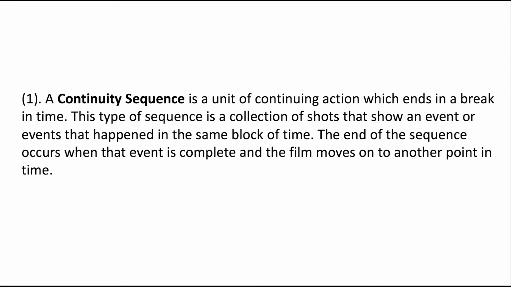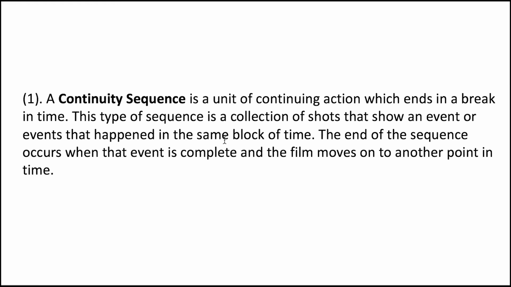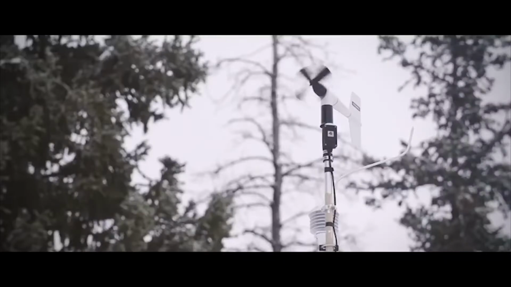A continuity sequence is a unit of continuing action which ends in a break in time. This type of sequence is a collection of shots that show an event or events that happen in the same block of time. The end of the sequence occurs when that event is completed and the film moves on to another point in time. So here the keyword is the same block of time. That means all of the shots are connected based on time. Now let me show you an example of a continuity sequence.